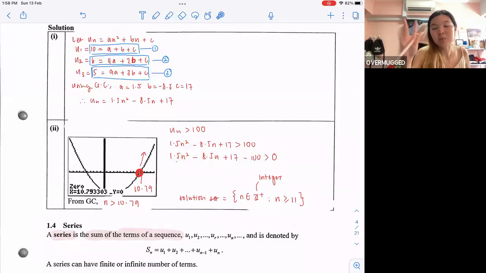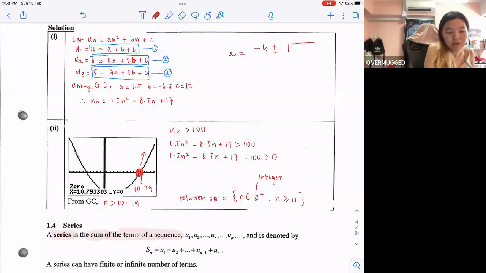There will be two values of n. One is negative, one is positive. You take the positive one. Yeah, and you probably have to use the general formula of x equals to minus b plus minus square root of this one, right?